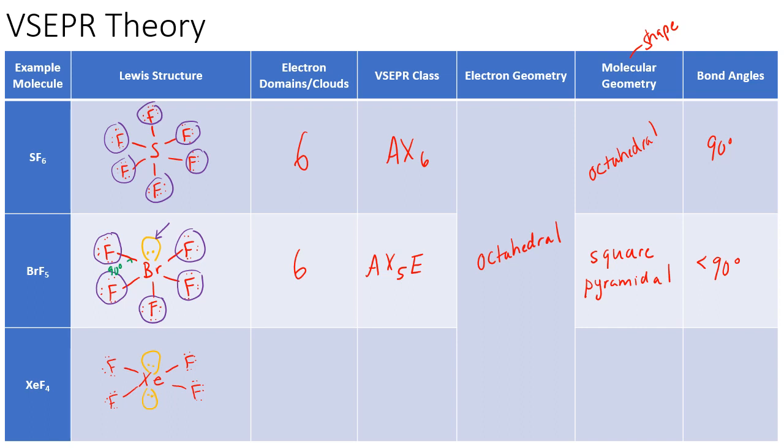Our total electron domains is going to be 6. We're going to have 4 bonding domains around our central atom and 2 lone pairs or non-bonding domains. The class here would be AX4E2 for this shape.